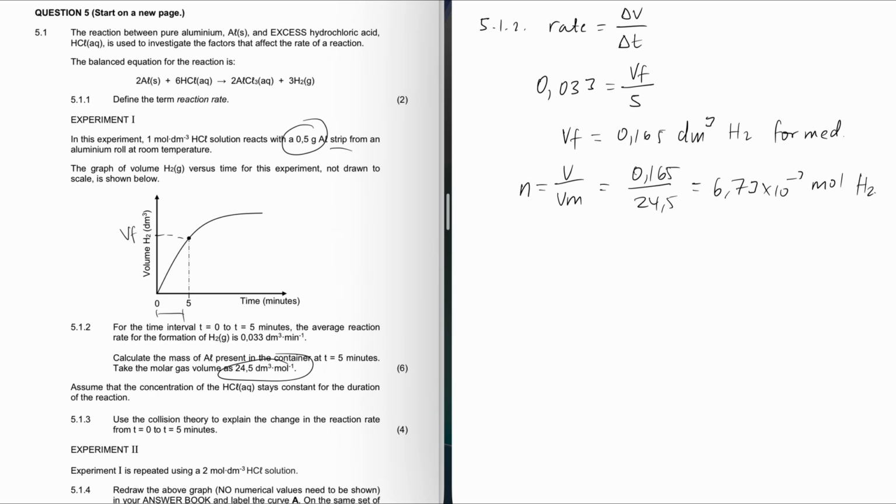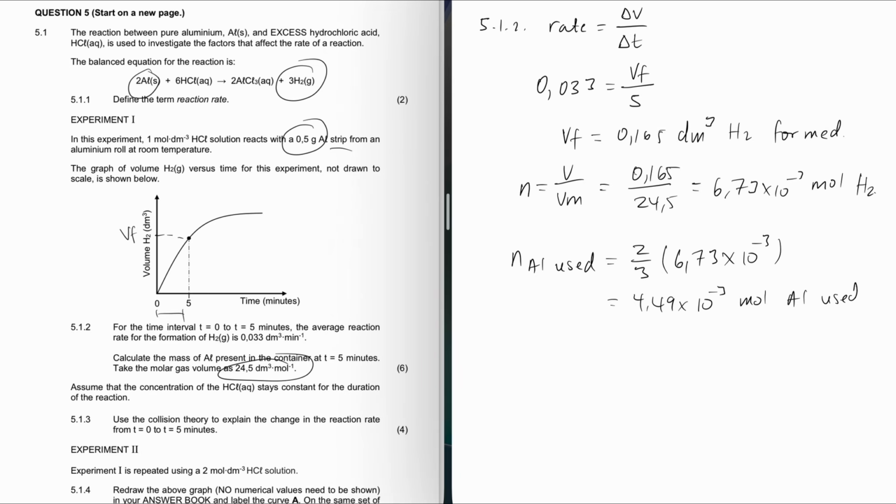Now we are asked about aluminium, and we have H2, so we can do a mole ratio. To get the number of moles of aluminium that was used, that's going to equal 2/3, because of the ratio 2 to 3, of the number of moles of hydrogen. So 6,73 times 10 to the minus 3. And that's going to equal 4,49 times 10 to the minus 3 moles of aluminium used.